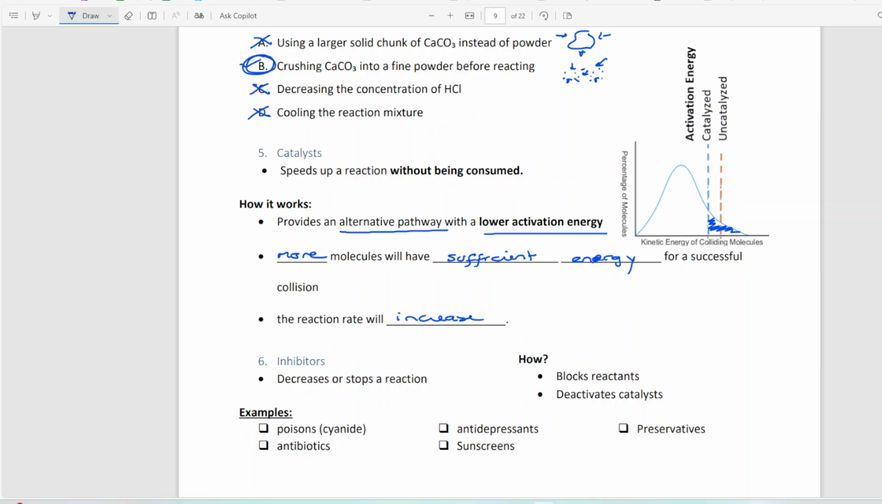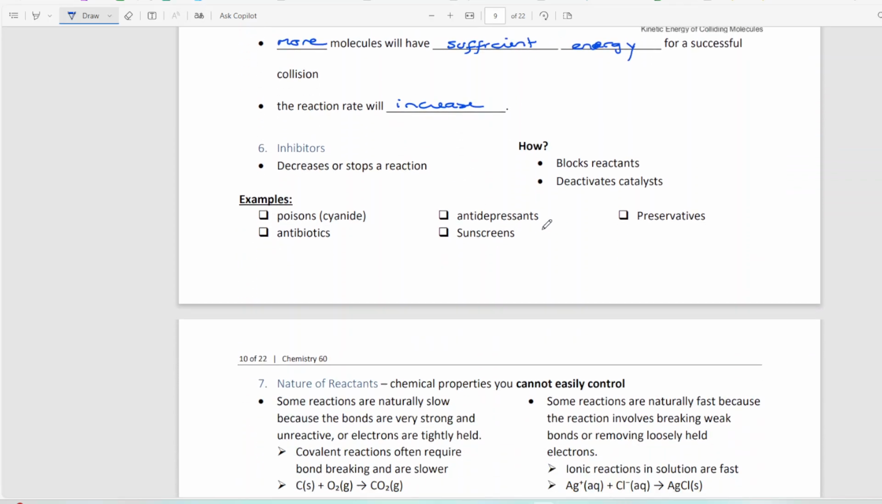The next one is not how to speed up a reaction, but it's actually how to slow down a reaction, which is an inhibitor. So an inhibitor is something that decreases or stops a reaction. Now, why would you want this? Well, because sometimes there's like a poison and you would want to stop it, right? Or antibiotics can stop a virus from attacking, or antidepressants can block your serotonin or block, what do they do? I don't know if they open more receptors or if they block certain ones. Anyway, sunscreens, right? A physical block.